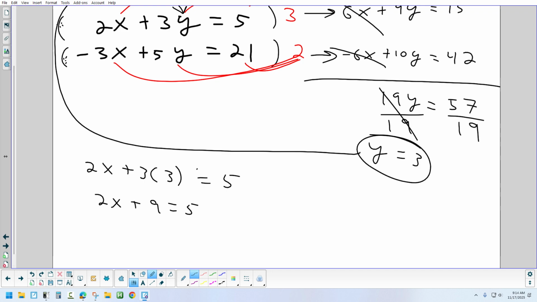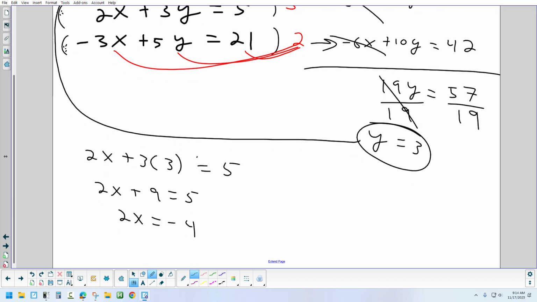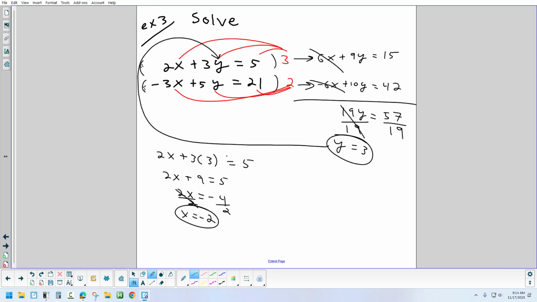Okay, so 2x plus 9 equals 5. Bring the 9 to the other side. And 5 minus 9 gives me negative 4. And divide by 2. So x is negative 2. So that's a problem with elimination, where we had to multiply both equations. Okay. Any questions on that?